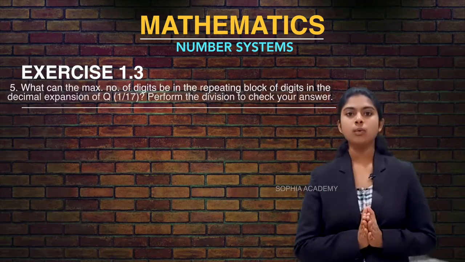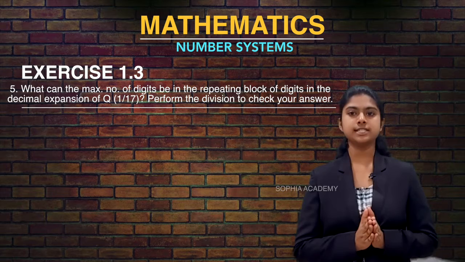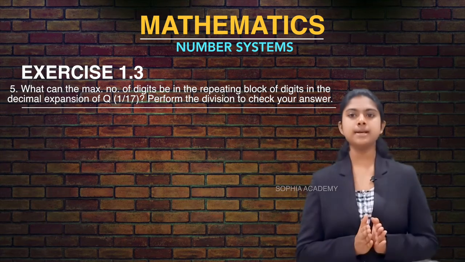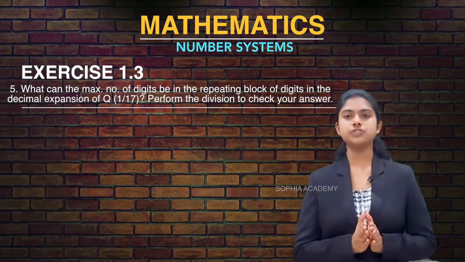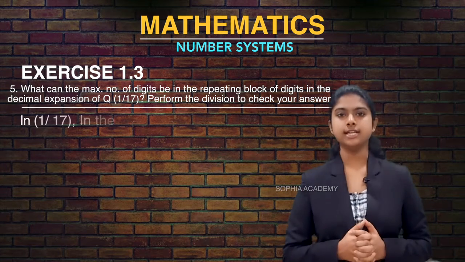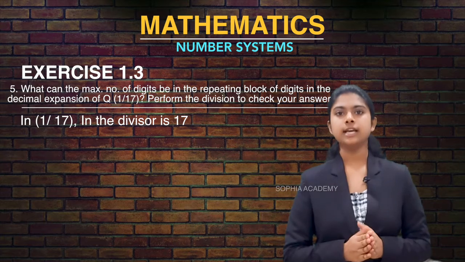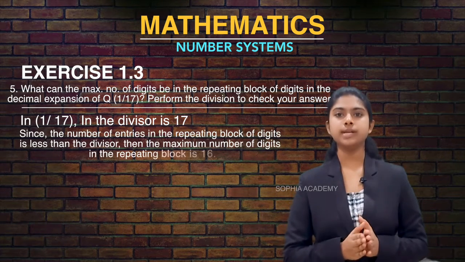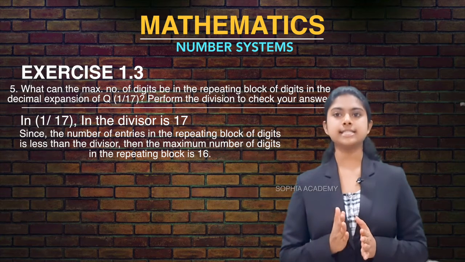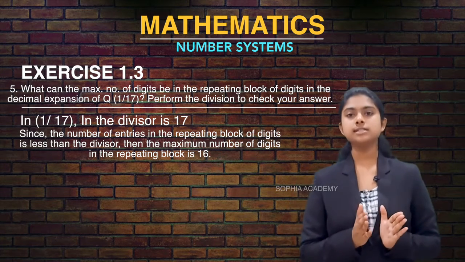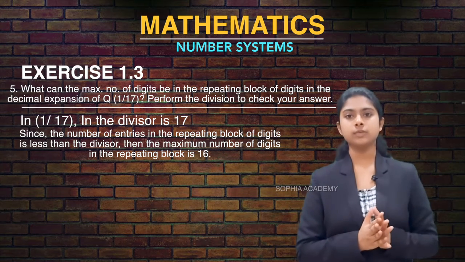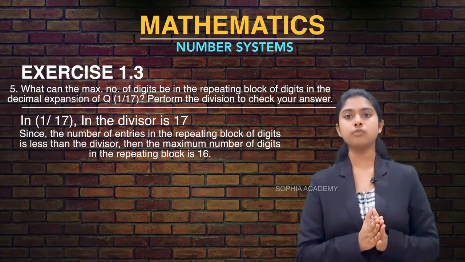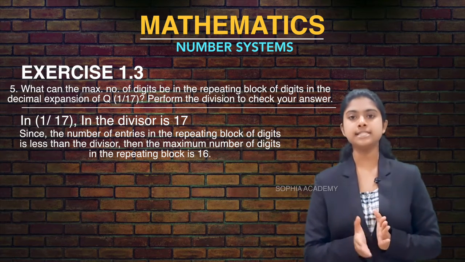Question 5. What can be the maximum number of digits in the repeating block of digits in the decimal expansion of 1 by 17? Perform the division to check your answer. So the solution is, in 1 by 17, the divisor is 17. Since the number of entries in the repeating block of digits is less than the divisor, as I said before, if the divisor is 17, the maximum number of digits in the repeating block would be 1 less than the divisor. That means there will be 16.